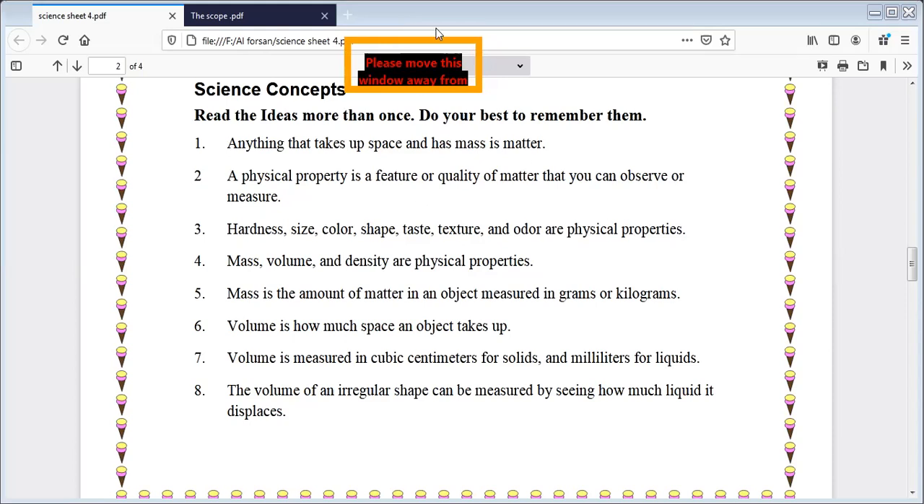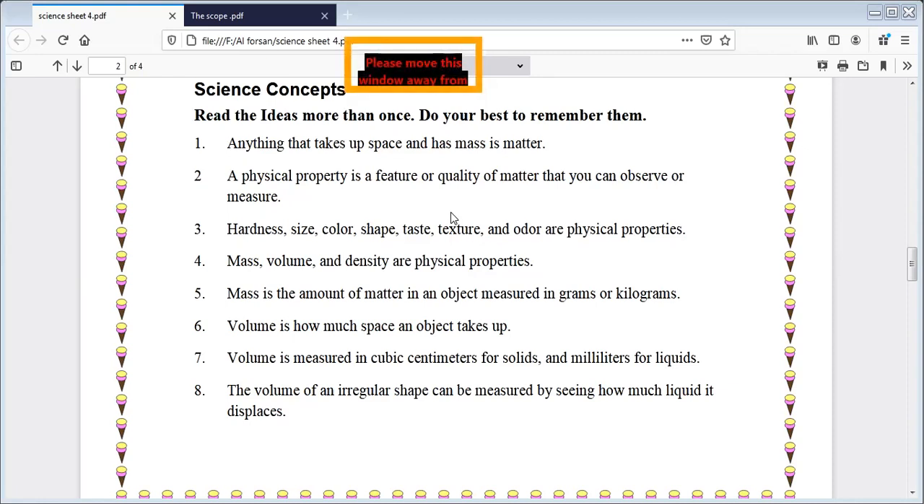Okay, number two, Yusuf. Read that, please. A physical property is a feature or quality of matter that you can observe or measure.